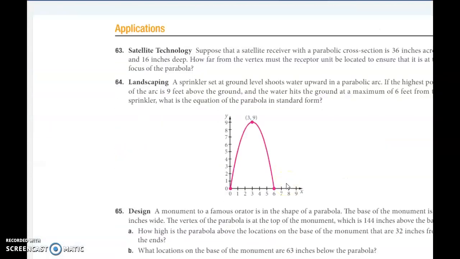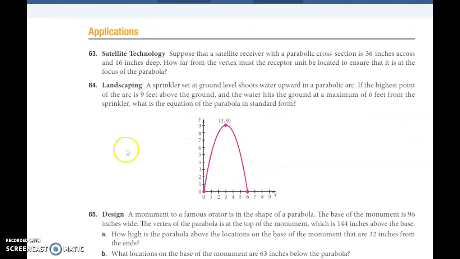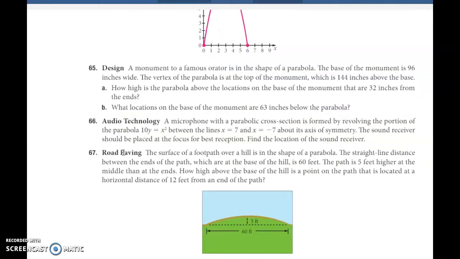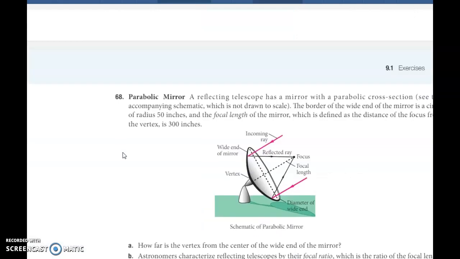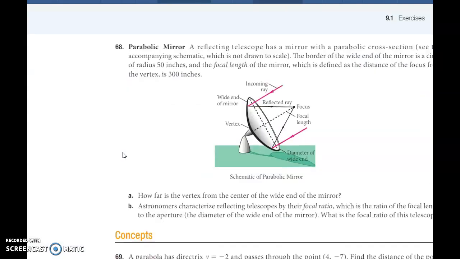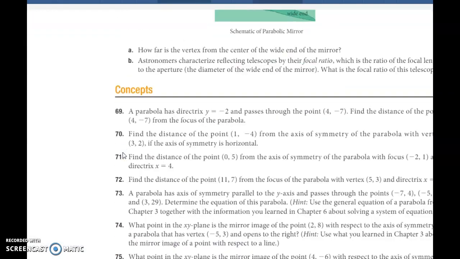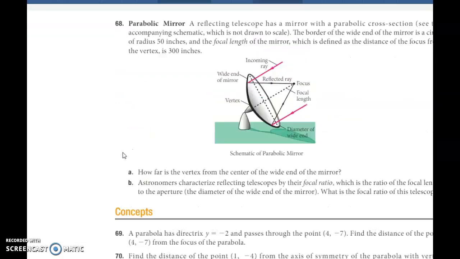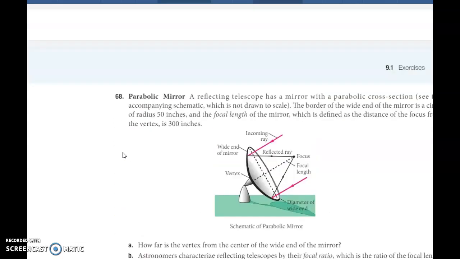They do have a number of applications here. So they're talking about satellite technology, satellite receiver, landscaping, design, auto technology, road paving, parabolic mirror. There should be also astronomy somewhere in here. So all kinds of cool applications. And if we were really in the classroom, I could actually expand much more on that.